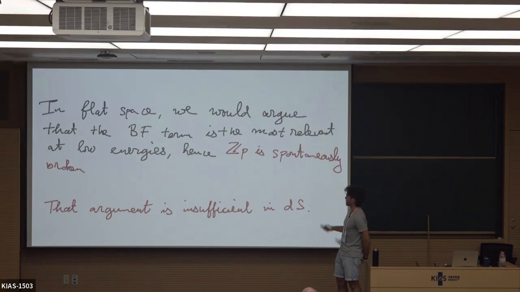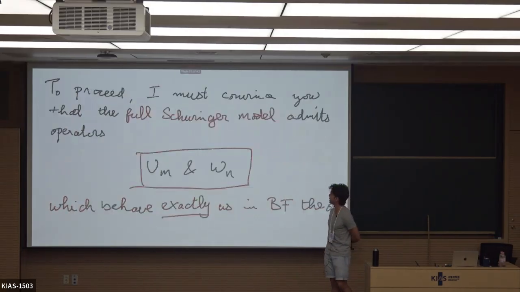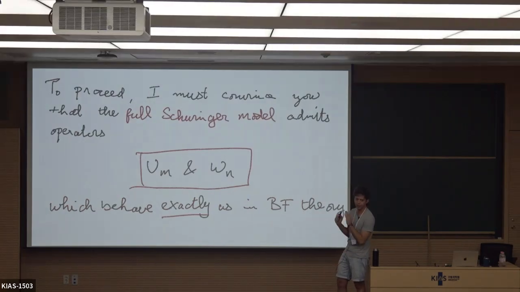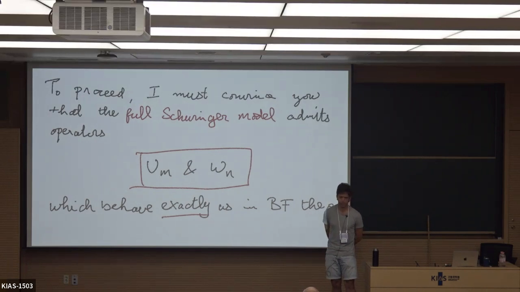Okay. So this is just what I mentioned before. In flat space, we would argue that the BF theory is the IR important physics. But here we're in de Sitter, and we're not going to just take that for granted. Okay, so to proceed, I have to convince you that this full Schwinger model, or at least this bosonized Schwinger model, has the analog of this operator UM and WN that I described before in the topological QFT. Okay, and they have to behave exactly as in the BF theory for my conclusions to work.